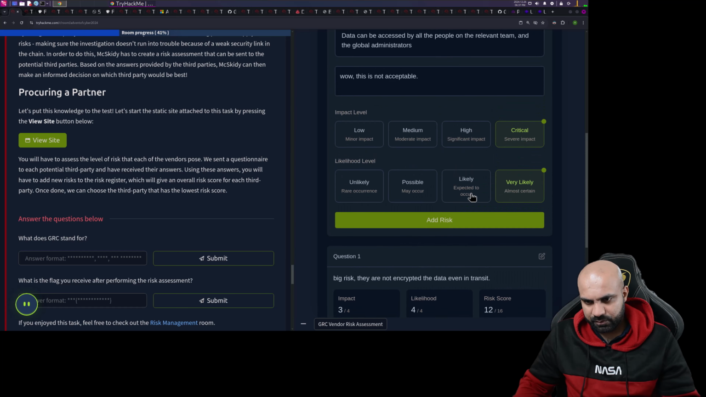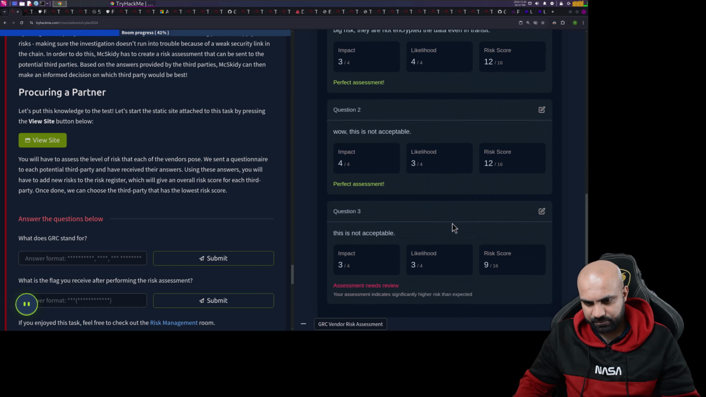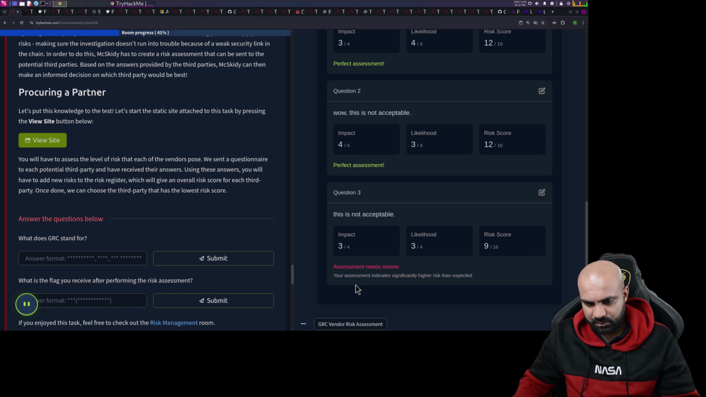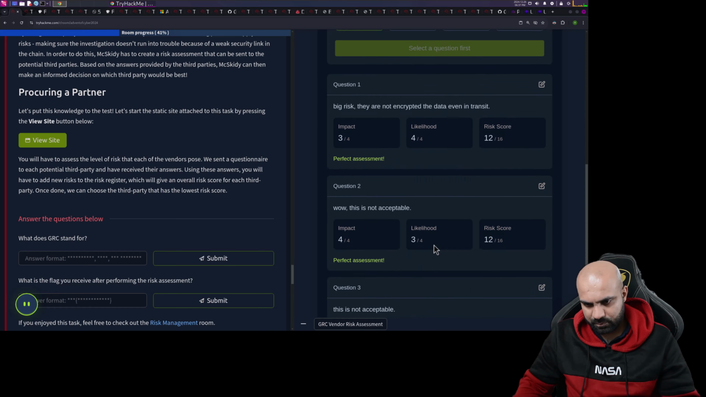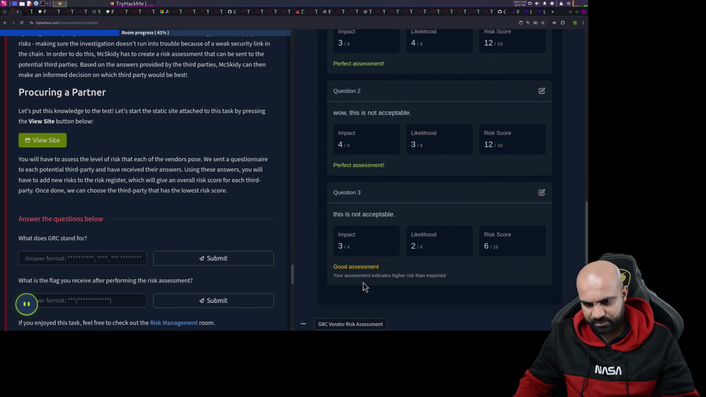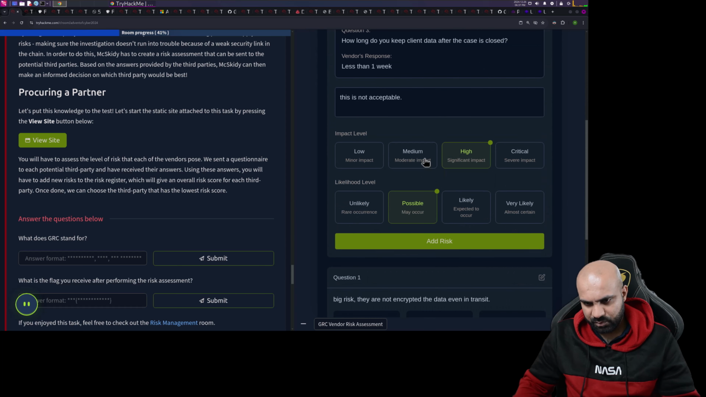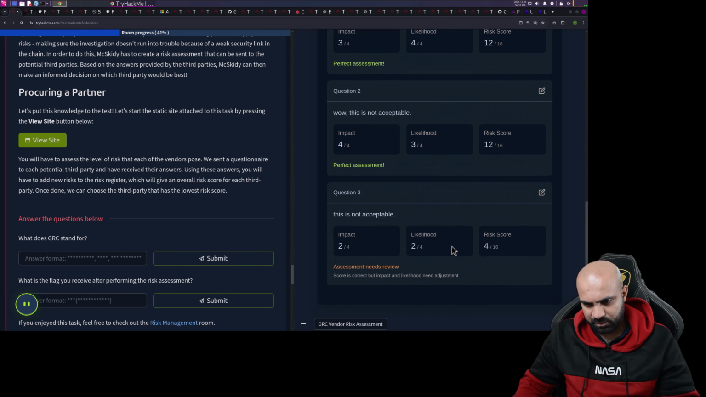This is the second question. Let's go with this. Let's see. Oh, perfect assessment. Your assessment indicates significantly higher risk than expected. Okay. Good assessment. Your assessment indicates higher risk than expected. Okay, let's improve the assessment here as well.